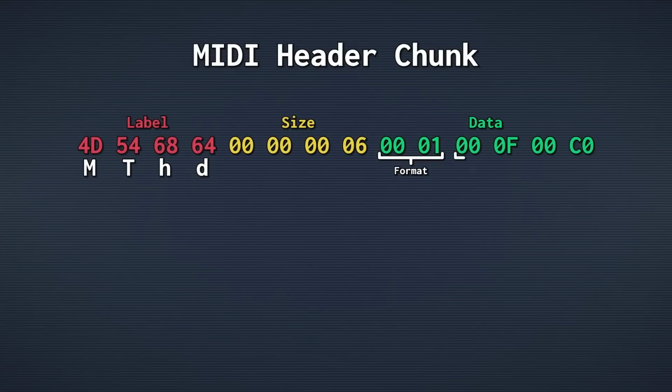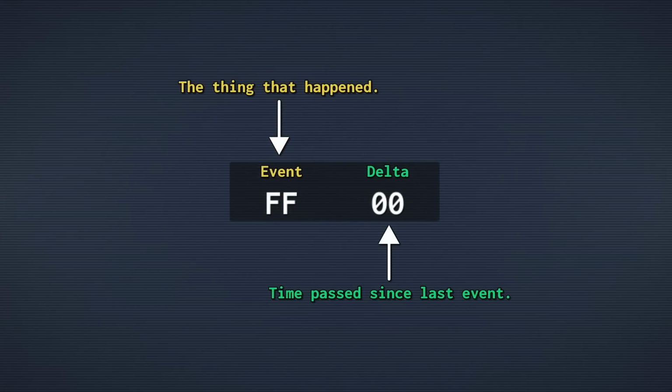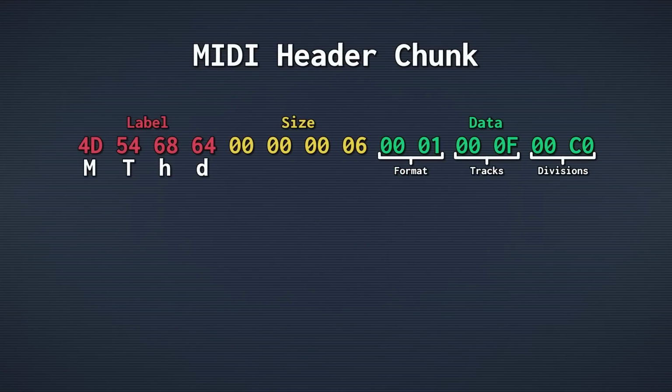The next 2 bytes tell us how many tracks are in the MIDI file. And finally, the last 2 bytes represent the number of divisions. Remember delta times? They're stored in a unit called a tick. But what's the duration of a tick? That's what the divisions value is for.